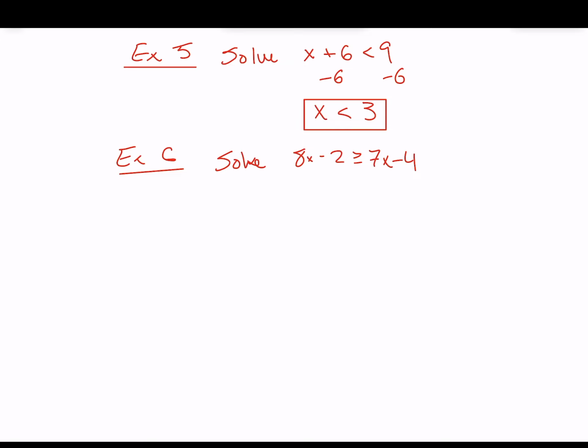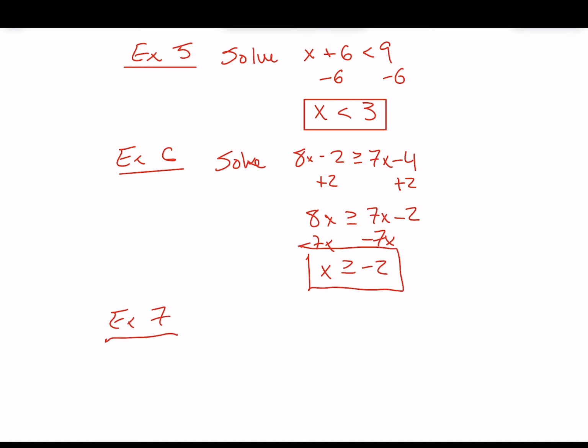We haven't seen that so far, but just reminding you that that might show up. So to get x by itself, the first thing I want to do is add 2 to both sides, and I get 8x is greater than or equal to 7x minus 2. Then I can subtract 7x from both sides, and 8x minus 7x is x, greater than or equal to 7x minus 7x is 0x, and we're left with minus 2. So our solution is x greater than or equal to negative 2.